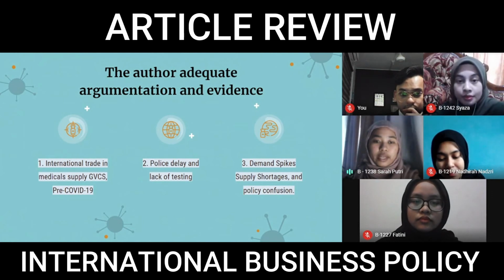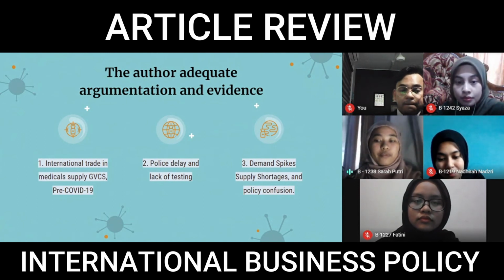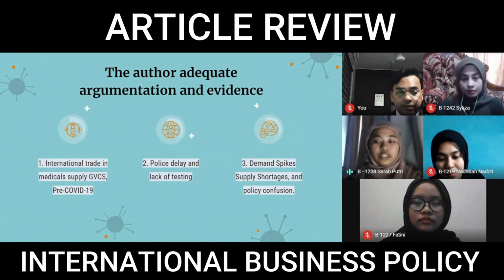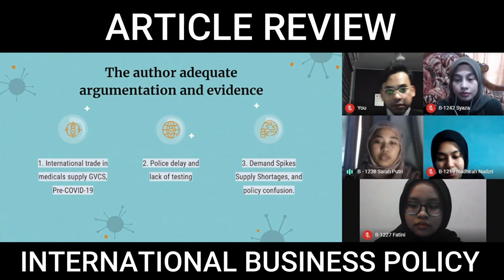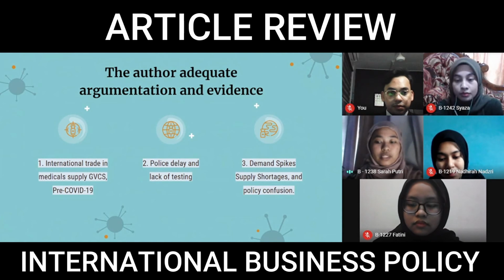Second, policy delay and lack of testing. According to modelers at Columbia University, US state deaths could have been prevented if stay-at-home intervention had been in effect. Third, demand spikes, supply shortage, and policy confusion. In the US, a large supply of face masks is needed to keep up with demand across the world.